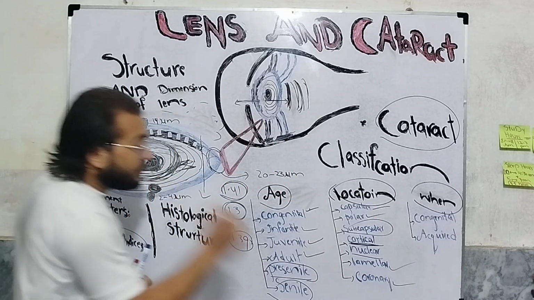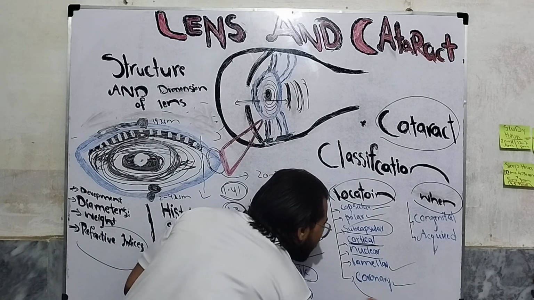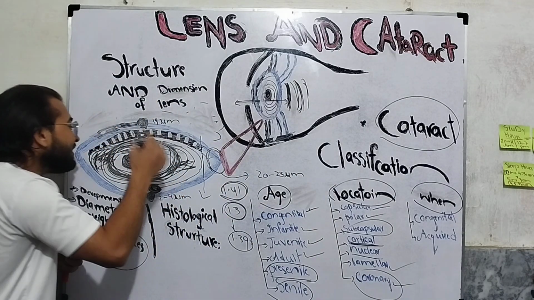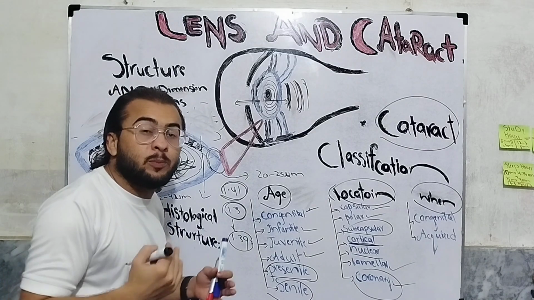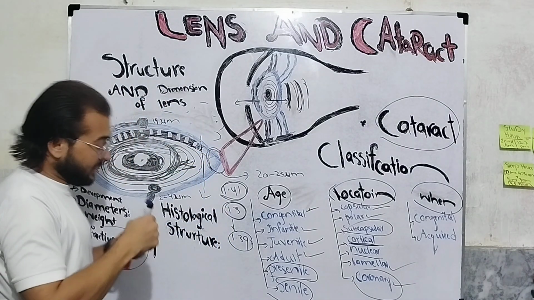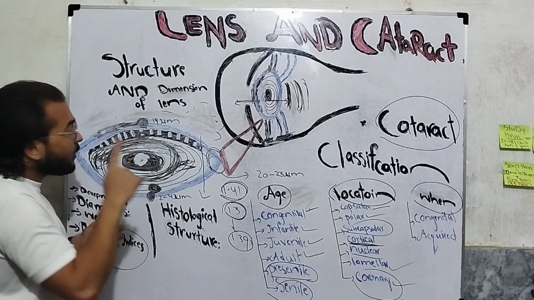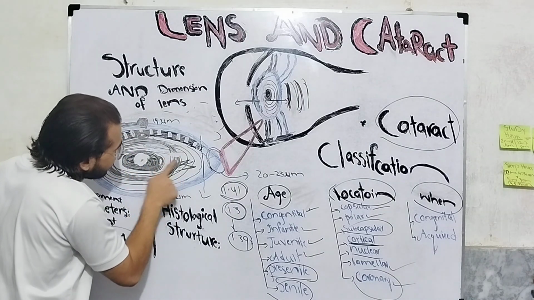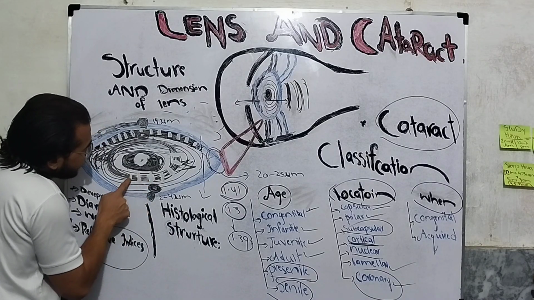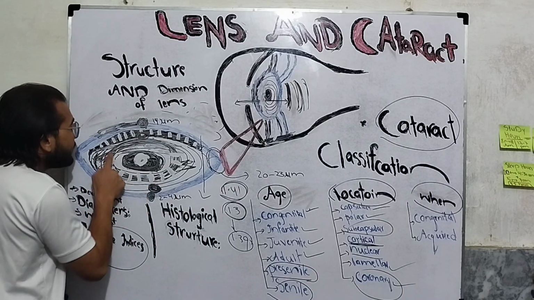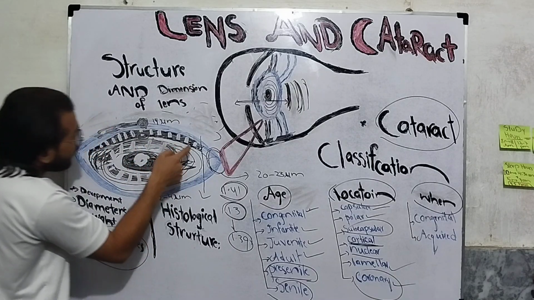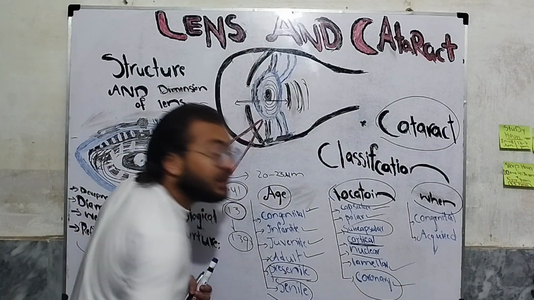And then we have the other special type of cortical cataract, which is coronary cataract. Coronary cataract is when there is development of deep cortical opacities. These opacities will develop around the nucleus in such a pattern that they look like a crown. That's why it is also called coronary cataract.